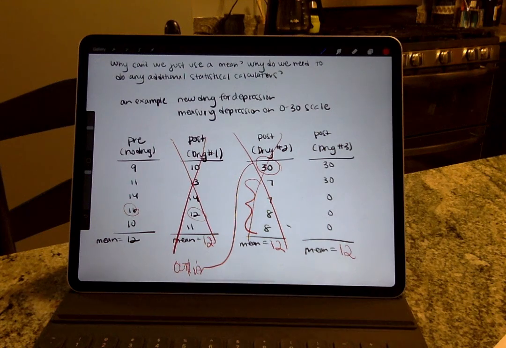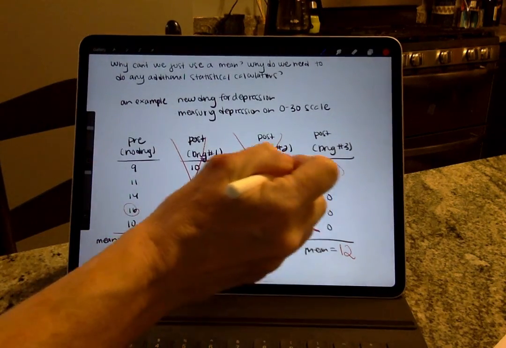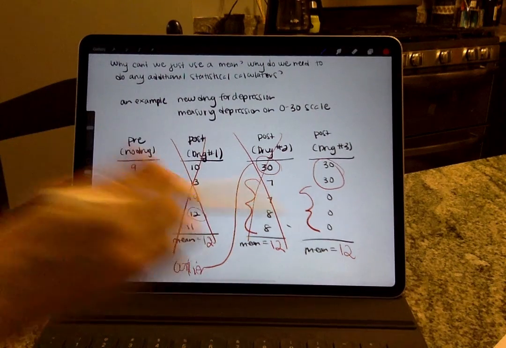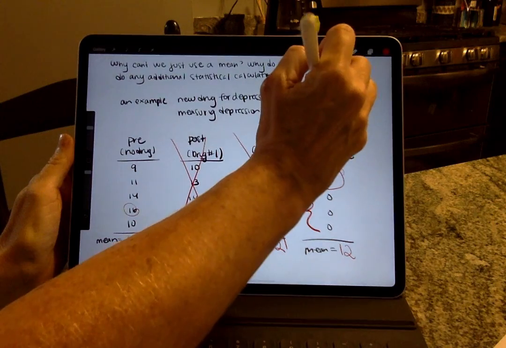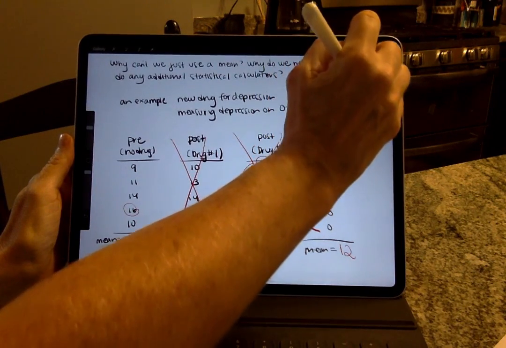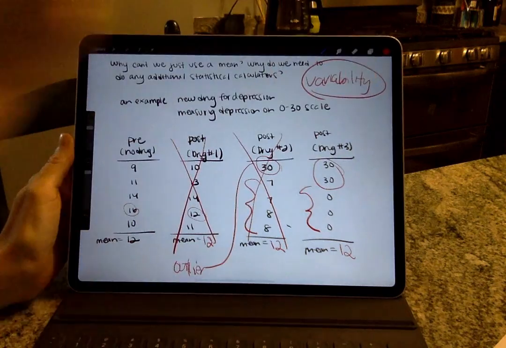But if you look at the individual scores, these 3 people saw their depression completely eliminated. Now we have the problem of these 2 who went up to max, but 60% of the sample saw their depression completely eliminated. So is this drug effective? Maybe, but you wouldn't know it from looking at the mean. So a mean doesn't tell you everything. You need something else, which we are going to talk about shortly, which is called variability.